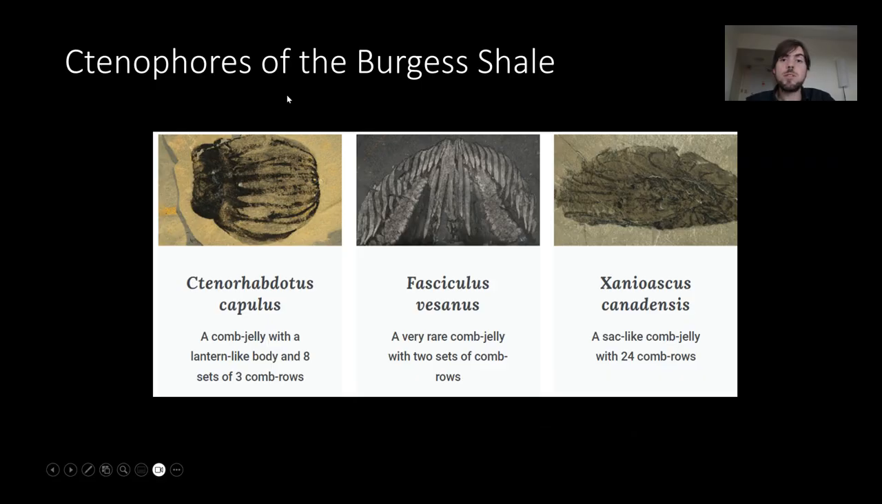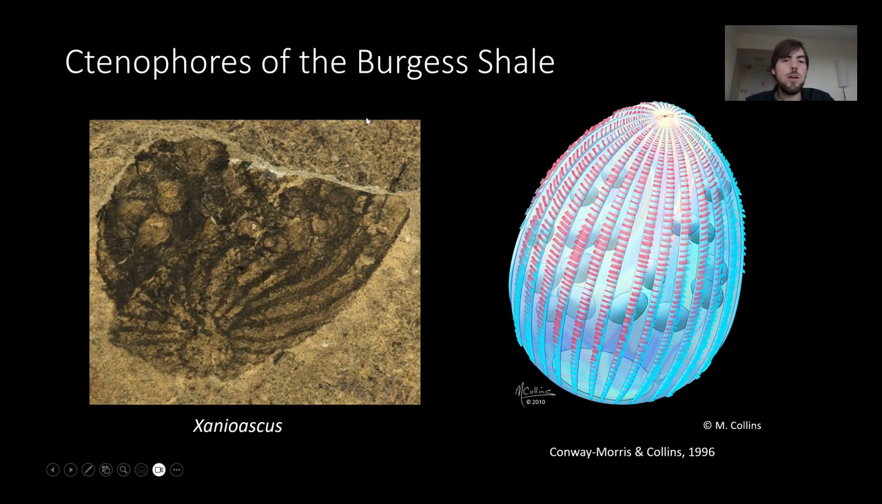So, what are the ctenophores of the Burgess Shale? We have only three species, so fewer than poriferans, for example. And what have we learned from them? Well, we learned that they look mostly like we expect them to look right now. So they haven't changed that much in 500 million years. We have, for example, Ctenorhabdotus.